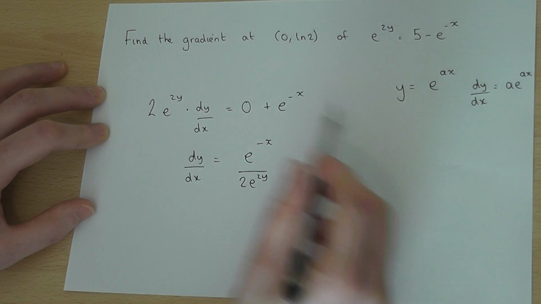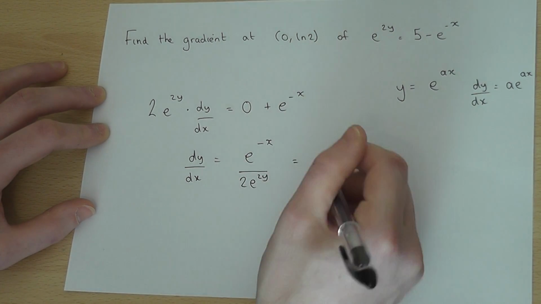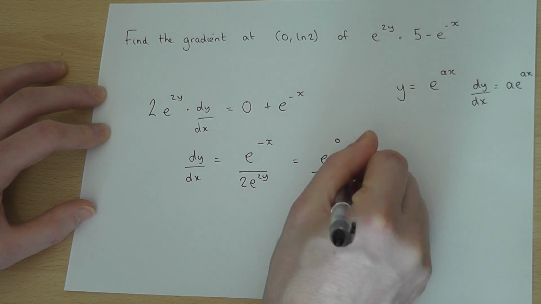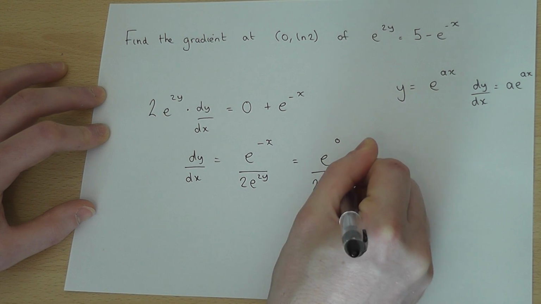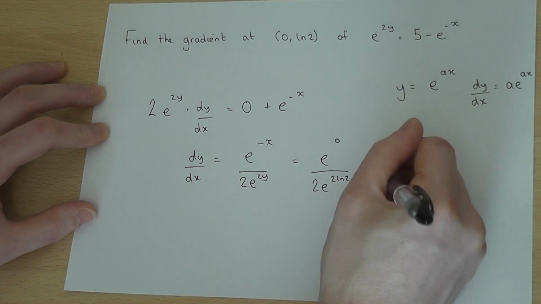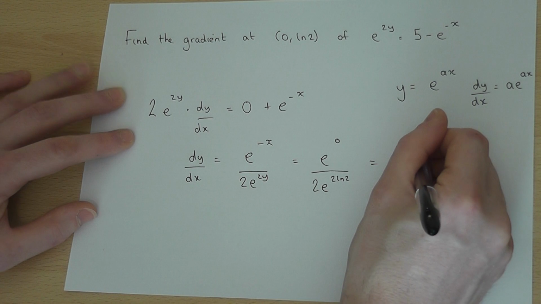Now, I want to find the gradient at the point 0, ln2. So if I sub in these two values, I get e to the power of 0 all over 2e to the 2 ln 2. So I've replaced y by ln2. Now this will quite easily simplify. e to the power of 0 is 1.